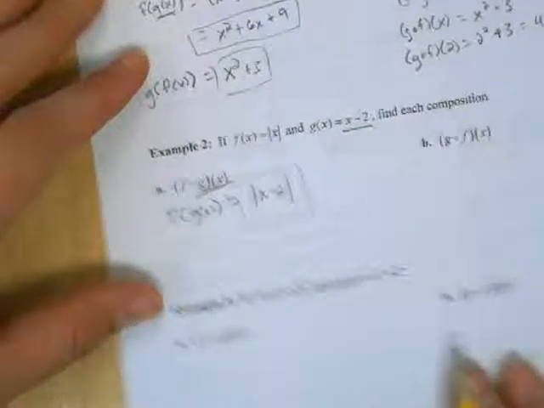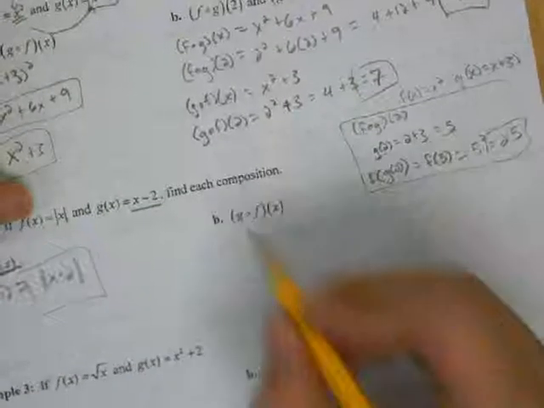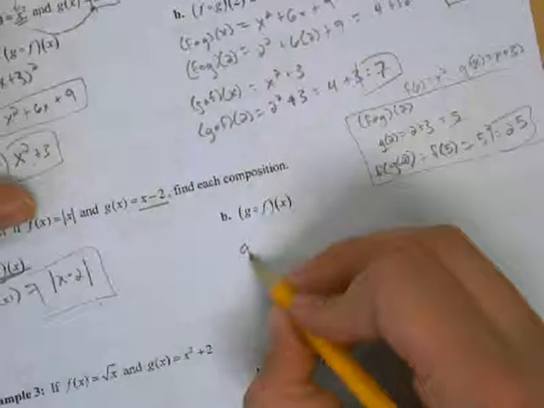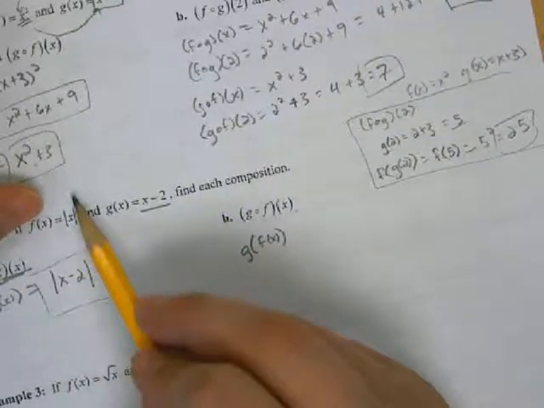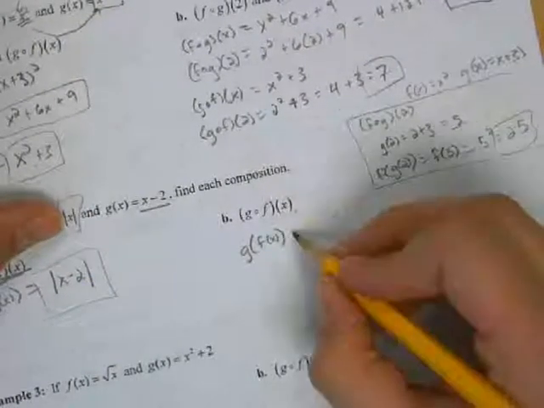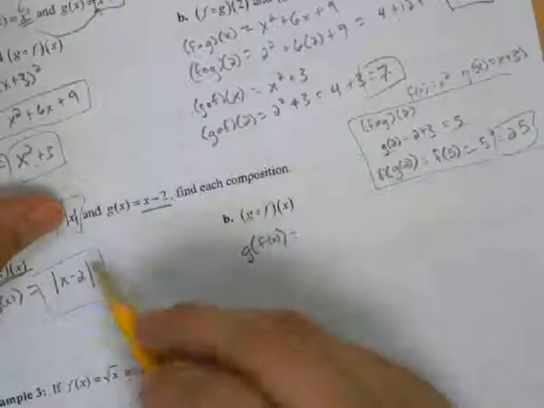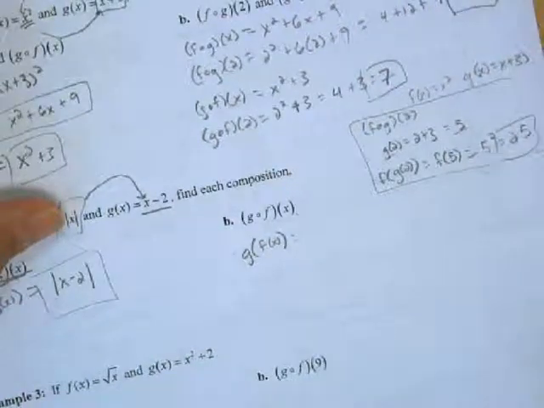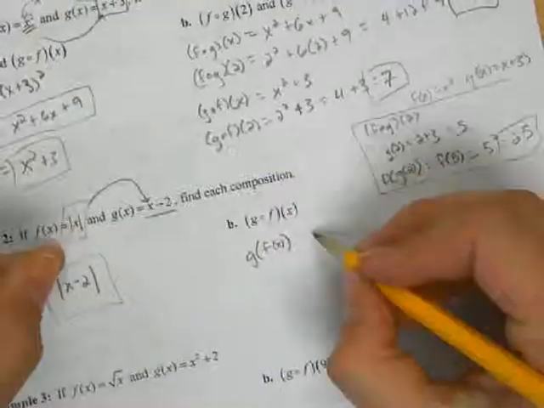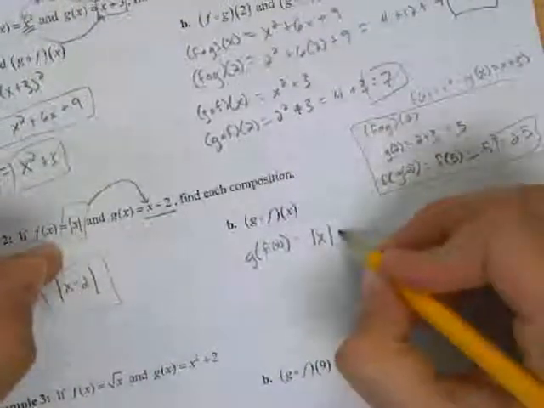Now this one, g composed of f of x, not the same. Okay, so now f of x is my inside. g composed of f of x. So take my f of x. What is f of x? The absolute value of x. Plug that into g. So instead of this x right here, I'm going to replace it with the absolute value. So I get absolute value of x minus 2.